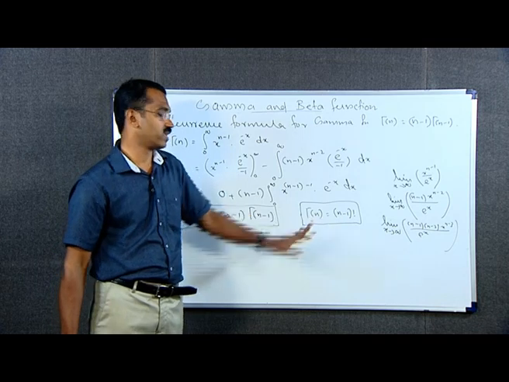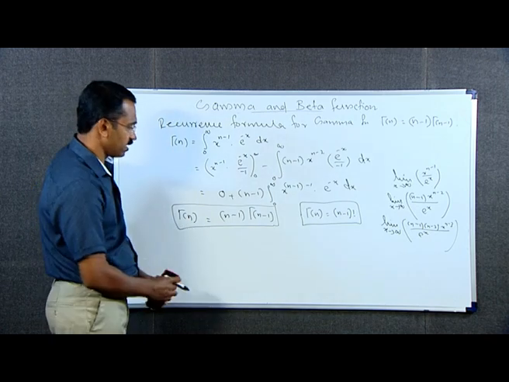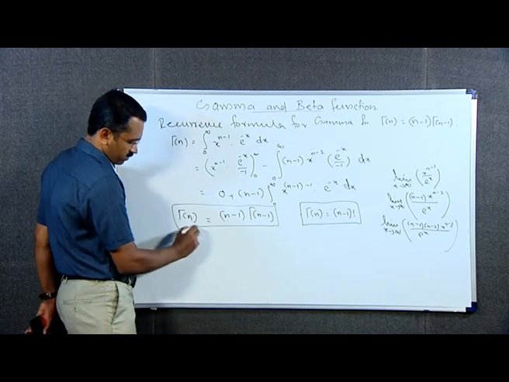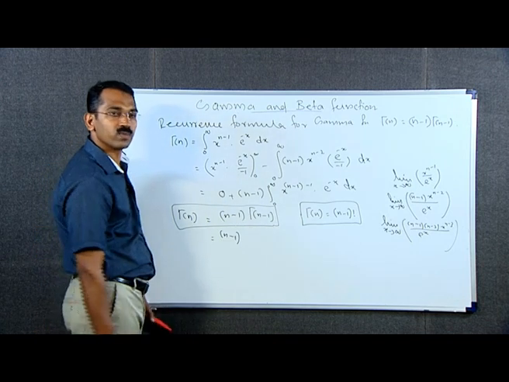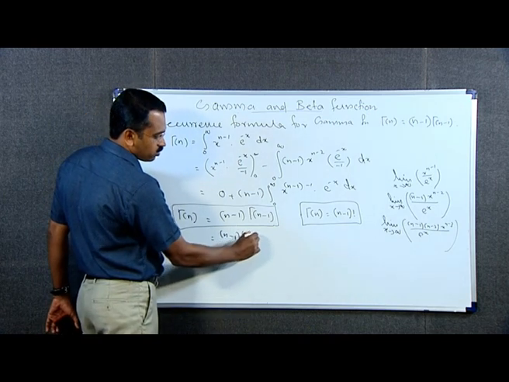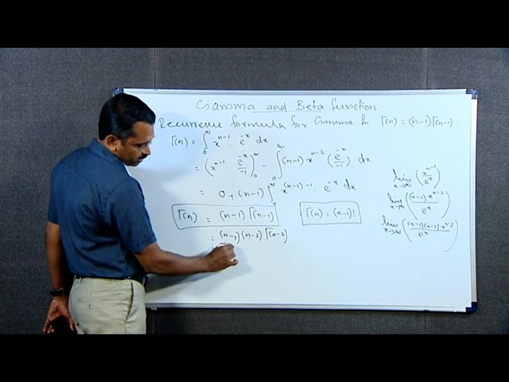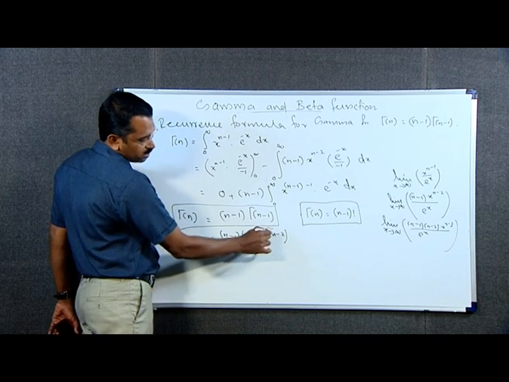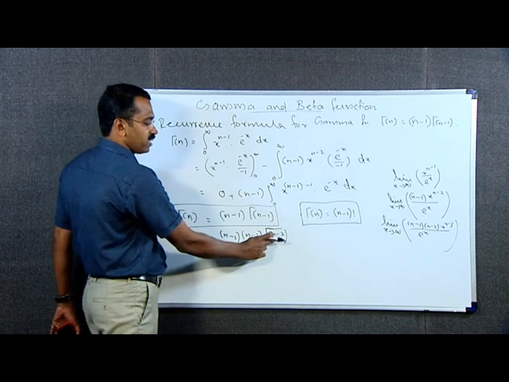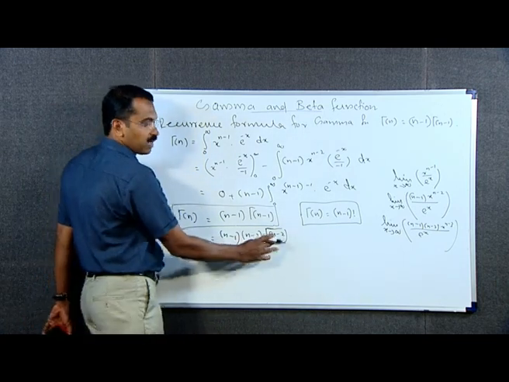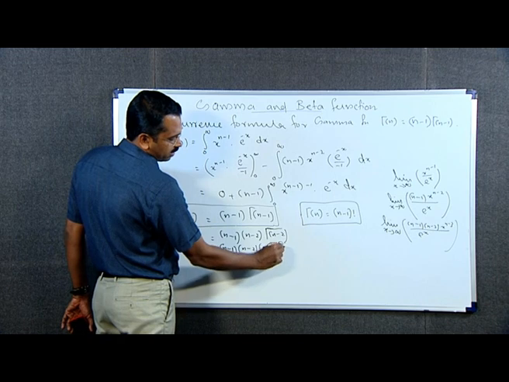For n an integer, we can, from this recurrence relation, write gamma n equal to n minus 1 into gamma n minus 1, which can be written as n minus 1 into n minus 2 into gamma n minus 2. Again we use the same recurrence relation, so gamma n minus 2 can be written as n minus 3 into gamma n minus 3.